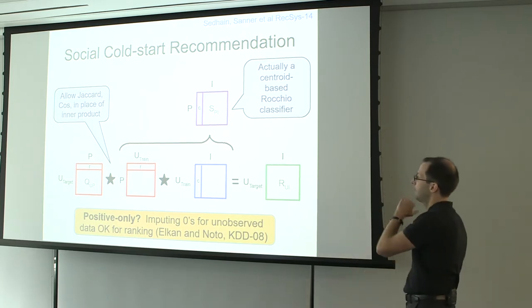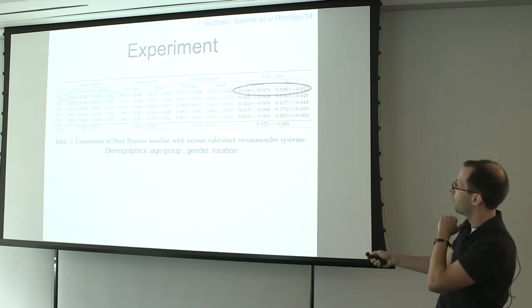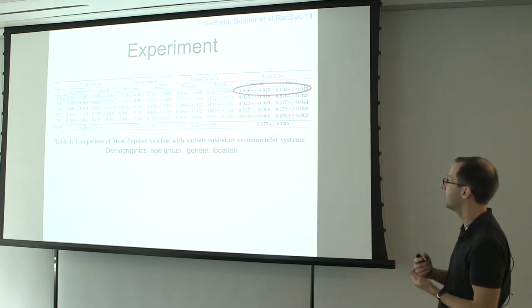Okay, so very simple method. Does it work? Just quickly, if you look at things like precision at 1, how likely were we to get the first item?